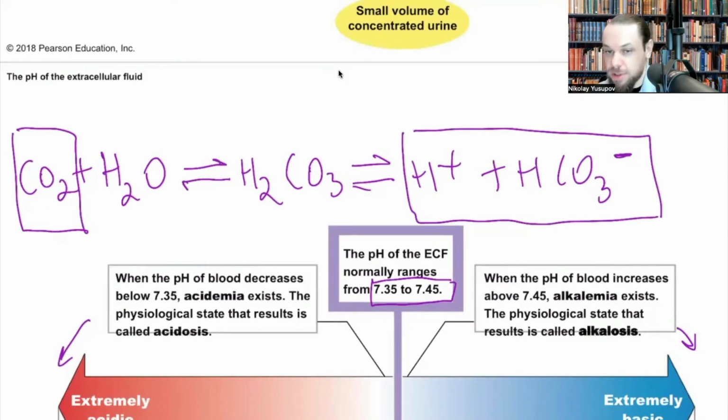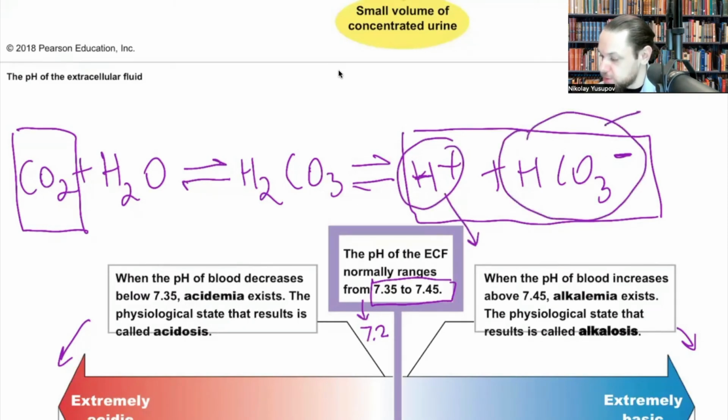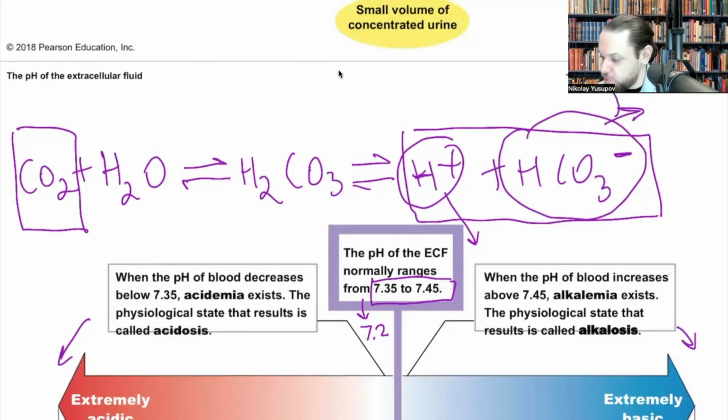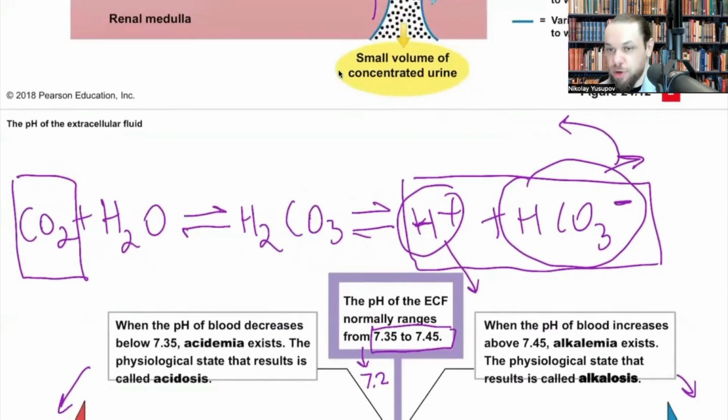So if you're acidotic, you have low pH, right? Let's say 7.2, you're in acidosis. How does the kidney help you? Over time, it will try to get rid of hydrogen ions in the urine, and it will reabsorb the bicarbonate into the interstitium. So this can then further grab more hydrogen ions and restore your pH balance back into order, right?